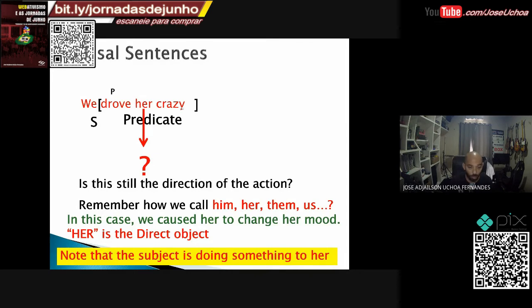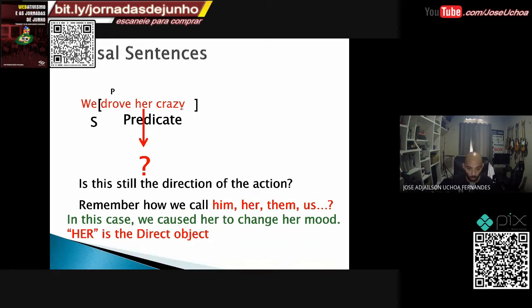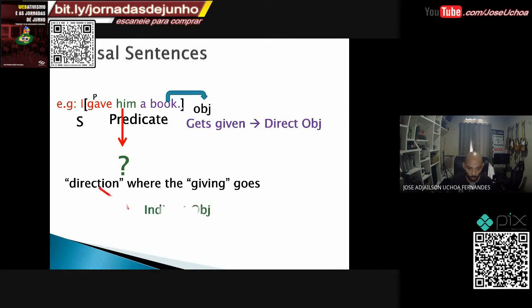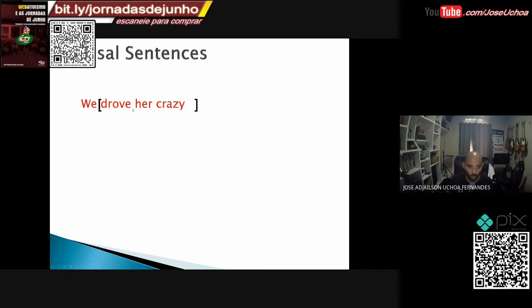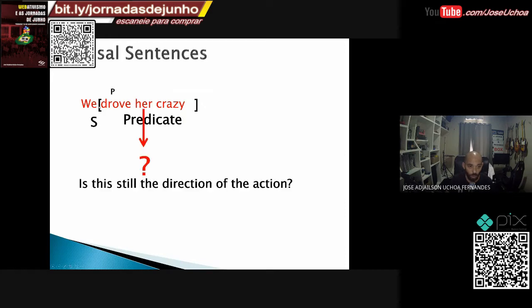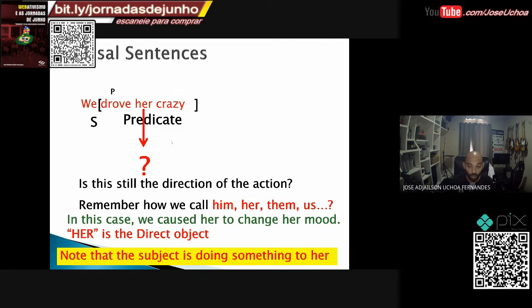Okay? So note that the subject is doing something to her. This is an action. Going back in the slide here, we see that her and him play very different roles. I gave him a book. It's kind of passive. He's just receiving the book. Now, when I acted over her, she is what I act over directly. No mediation here. And she gets crazy. So we are doing something to her. That's why her is the direct object.